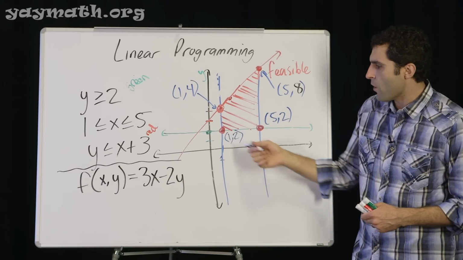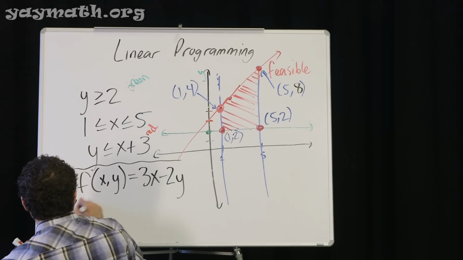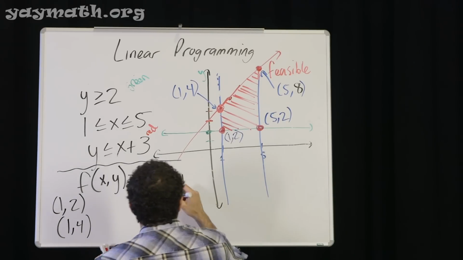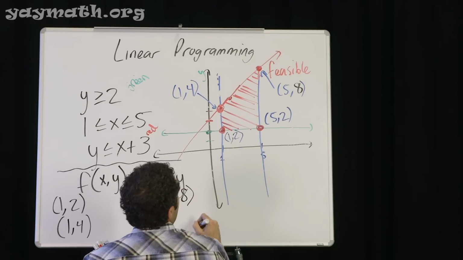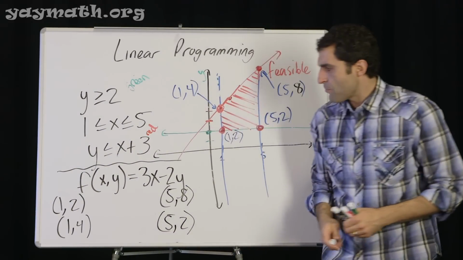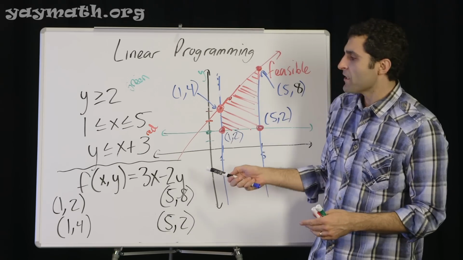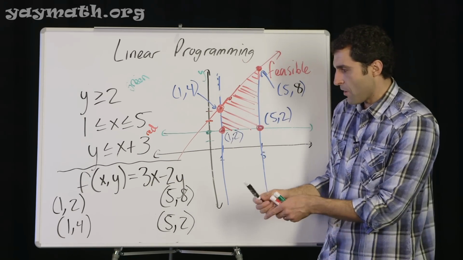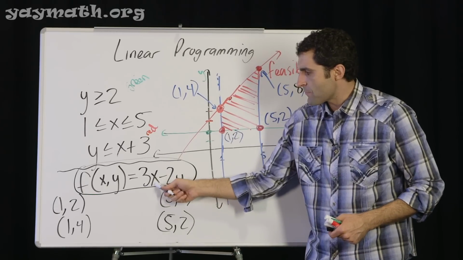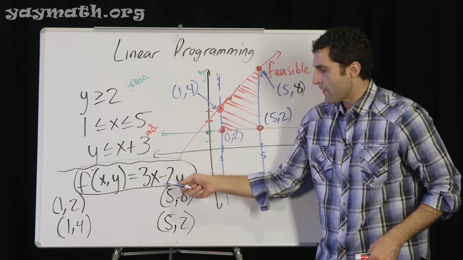So let's plug in (1, 2). Let's get them all in: (1, 2), (1, 4), (5, 8), and (5, 2). All right. So at this point, I think we're getting warmed up with our algebraic modalities. We're going to just plug in 1 and 2 for x and y into our profit equation and see which one's the highest and which one's the lowest outcome. So 3 times 1 is 3, minus 2 times 2 is 4. 3 minus 4 is negative 1.